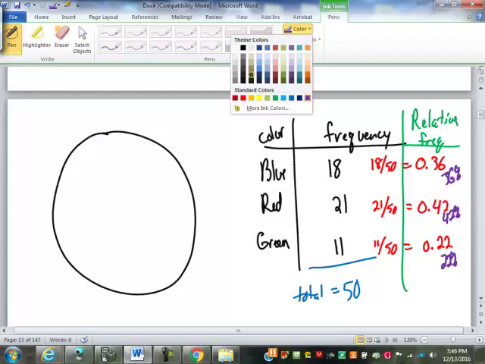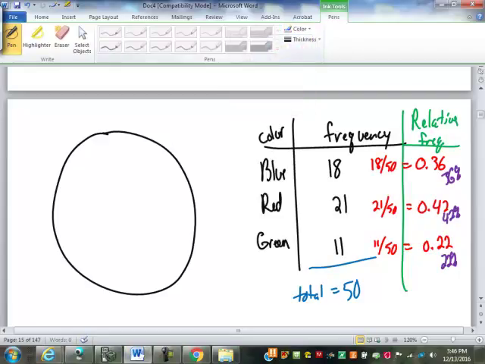Now, years ago, what we would have done is we would have said, okay, 36% of 360 degrees is, and then we would have taken our protractor and measured out that exact angle. Well, now we have so many computer programs that would give you a perfect graph. We don't have to be perfect. We just have to be close enough. So we're just going to use some benchmarks.